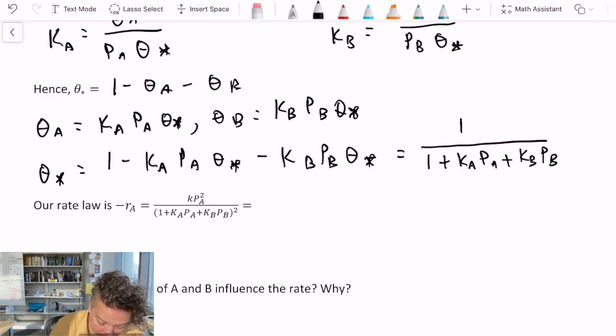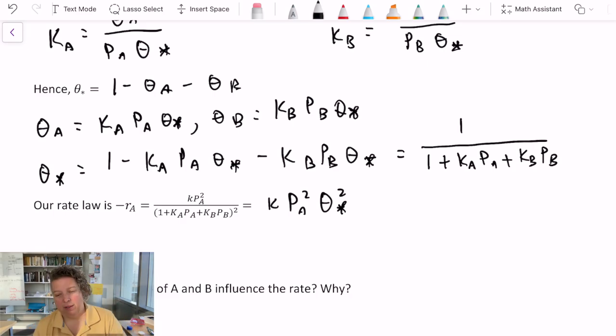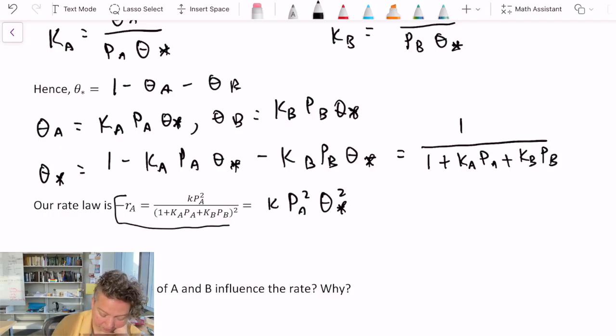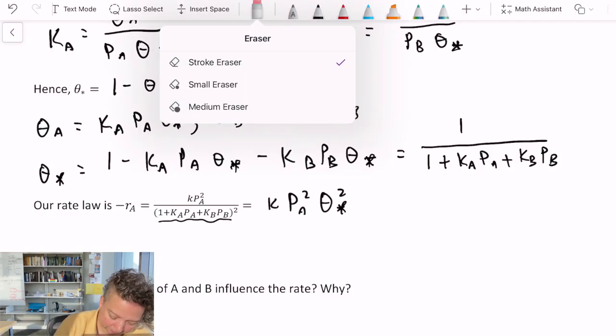So what this tells us is our rate law is actually equal to k times the pressure of A squared times theta star squared. And we will get to why that is when we look at mechanisms later in the class. But for now, when you see a rate law such as this one, that's probably what it's telling you. If you have a term in the denominator that has some sum of terms that's not completely a power law, a 1 plus something is a key giveaway that this is a Langmuir-Hinshelwood type rate law, and that this term here, or 1 divided by that term, is the free site coverage.